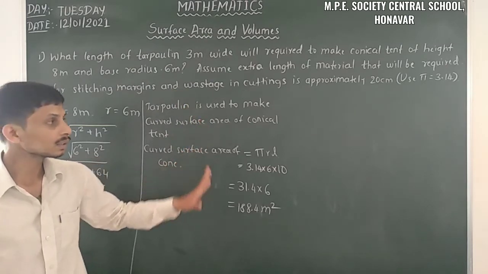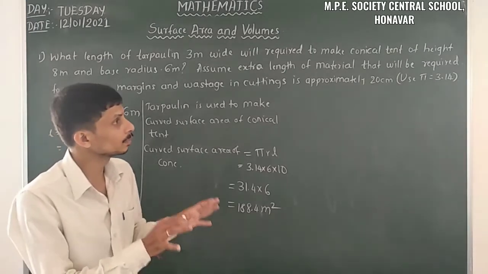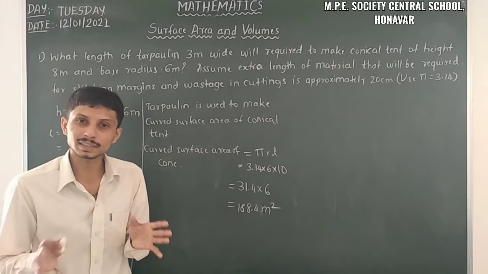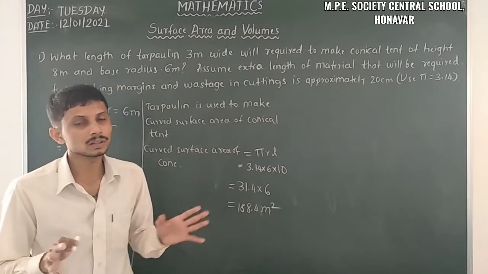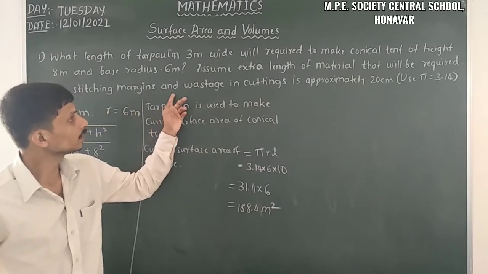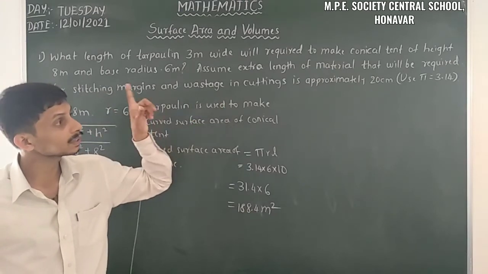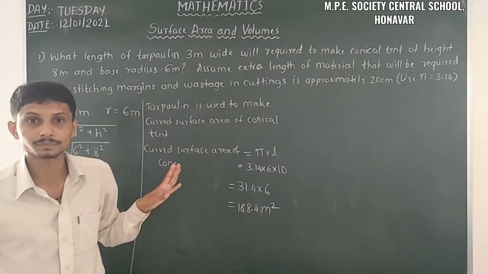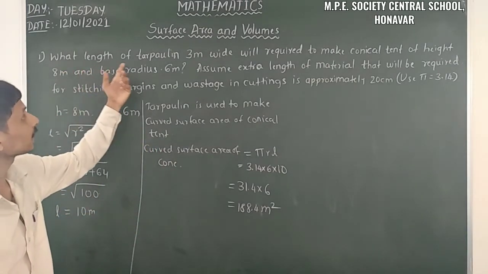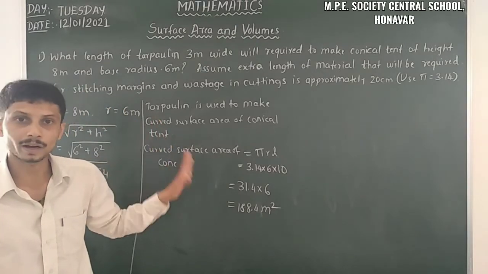Then we have another part: assume extra length of material will be required for stitching the margin. So here we need extra length, no problem for stitching the margin. For that some wastage occurs, approximately 20 centimeter. It is given, but here we have to find the length of the tarpaulin.